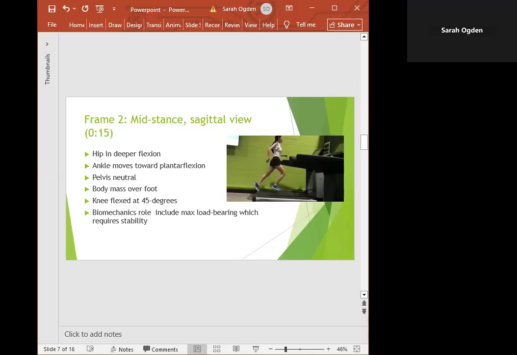So this is also in the sagittal view. I've chosen the mid stance, so at 15 seconds into the video, and you can see in the screen capture on the screen where she's in the mid stance.